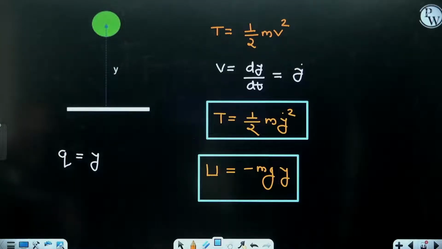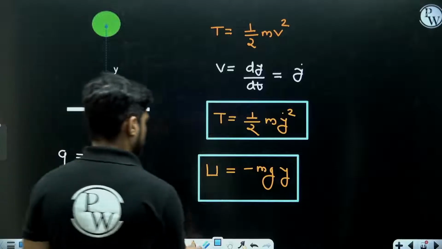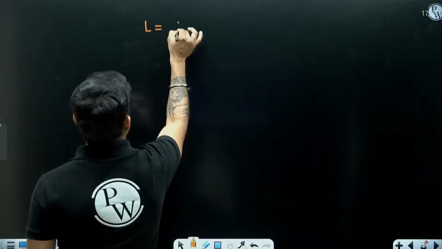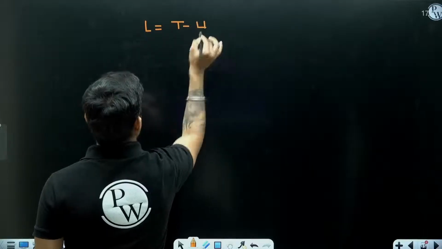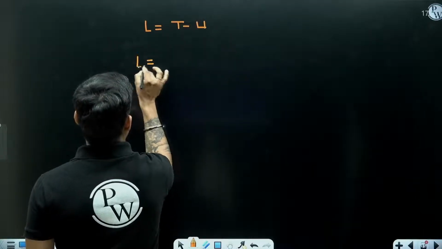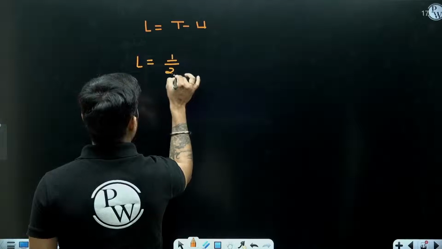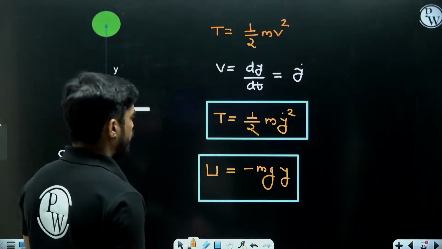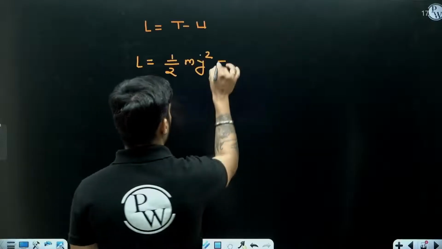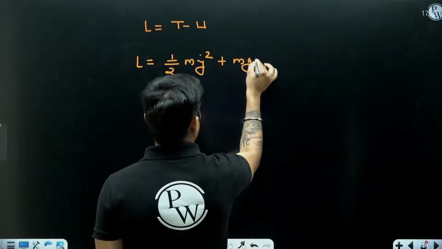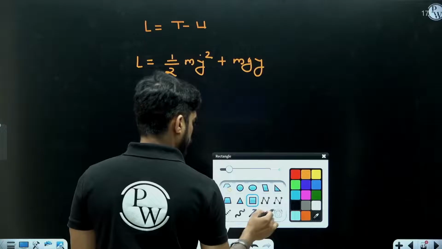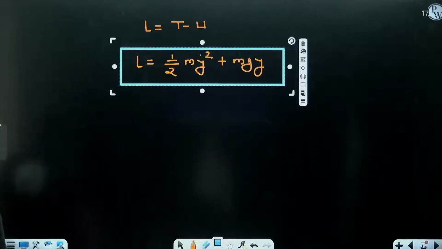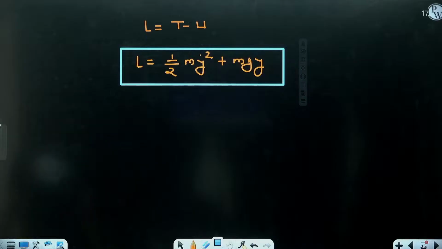Now let's write the Lagrangian. L will be equal to T minus U. So L will be equal to half m y dot square plus mgy. So we have got the Lagrangian, but we need to find the equation of motion.